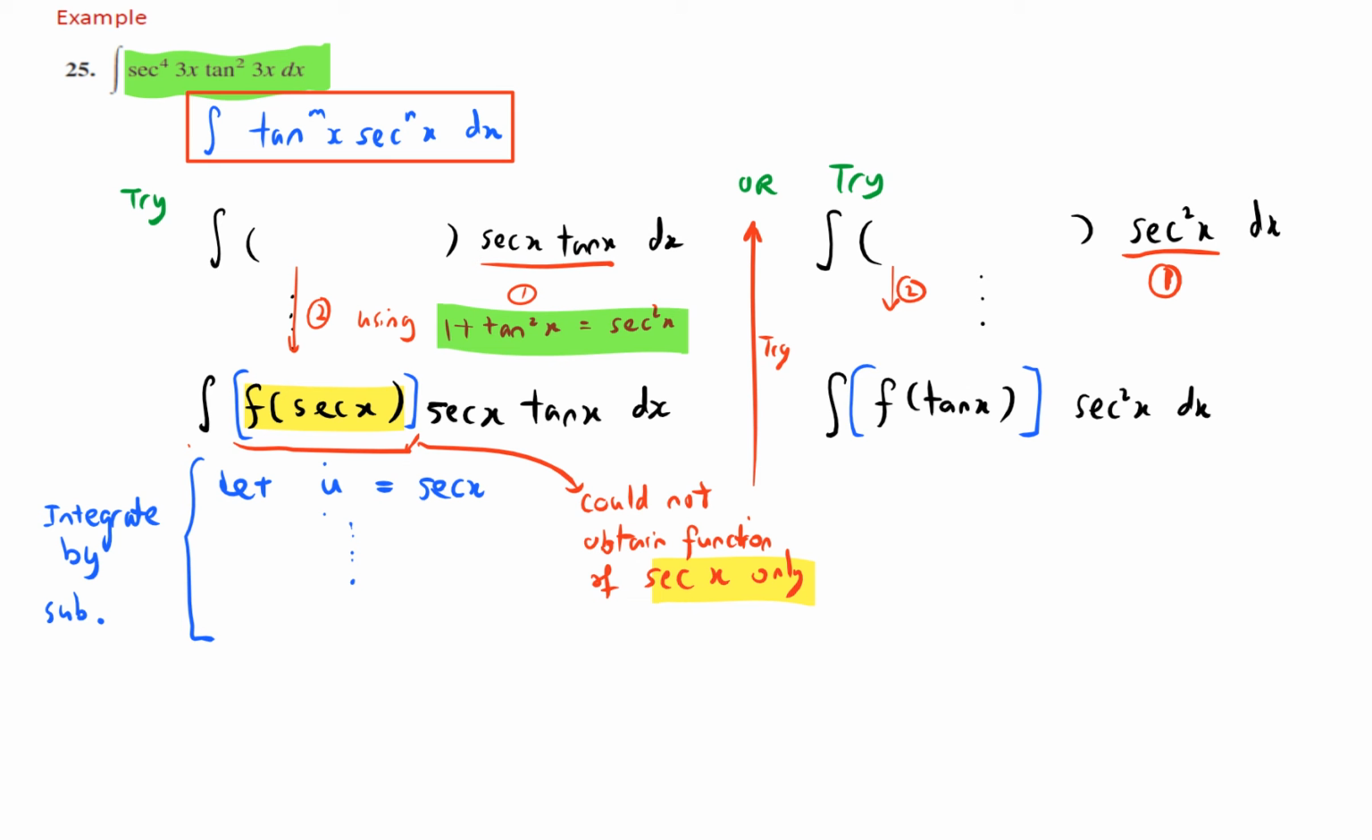So using again the identity, 1 plus tangent square x equals secant square x. So you try to get this f. Here the objective is to get the function of only tangent x. Similar to the previous method. Only tangent x, no secant x in the function.